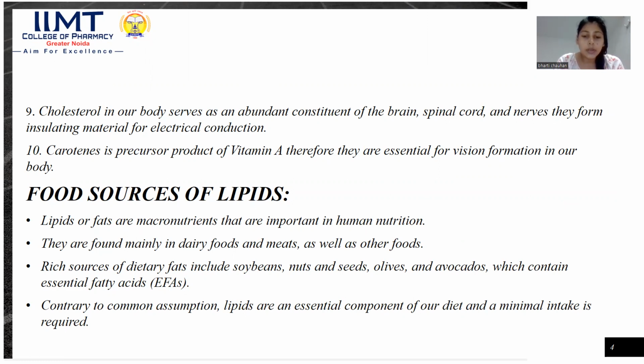Now, if we talk about the intake of lipids, they are essential for our diet and a minimal intake is required. However, an excessive intake of dietary fat is linked with a variety of health issues, which can be cancer, obesity, heart disease. So, we should take them in a minimal quantity.